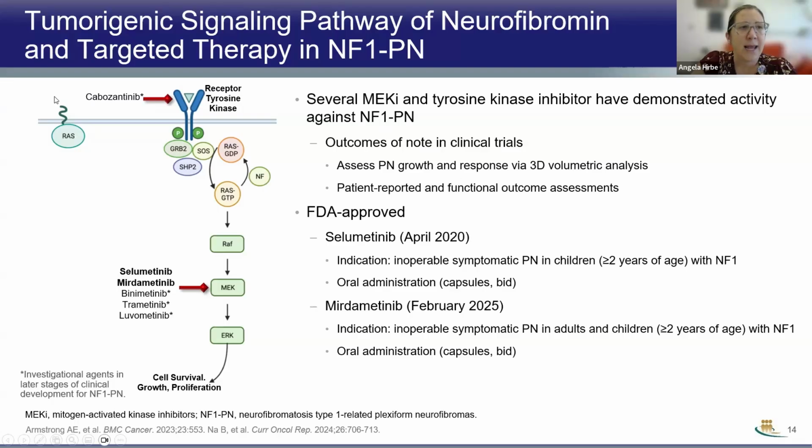So you can see here, cabozantinib is one of these oral tyrosine kinase inhibitors, and this is hitting very upstream, so extracellular in this signaling cascade. Whereas the MEK inhibitors, such as selumetinib, mirdametinib, and others, are hitting here at MEK, so downstream of where the NF1 gene product functions. The two FDA-approved MEK inhibitors that we have are selumetinib and mirdametinib, and we'll go a bit more into the data on each of these throughout this talk.